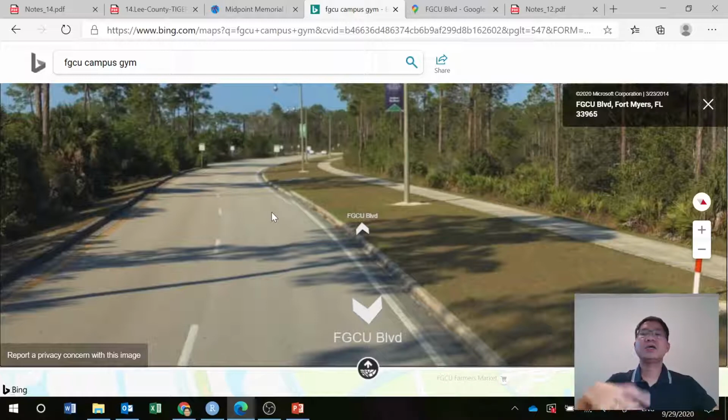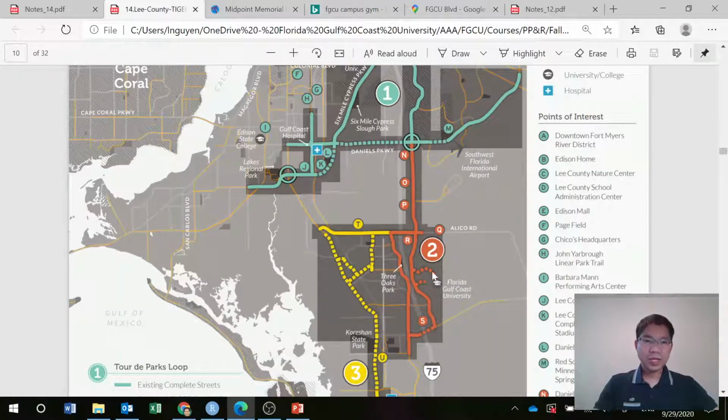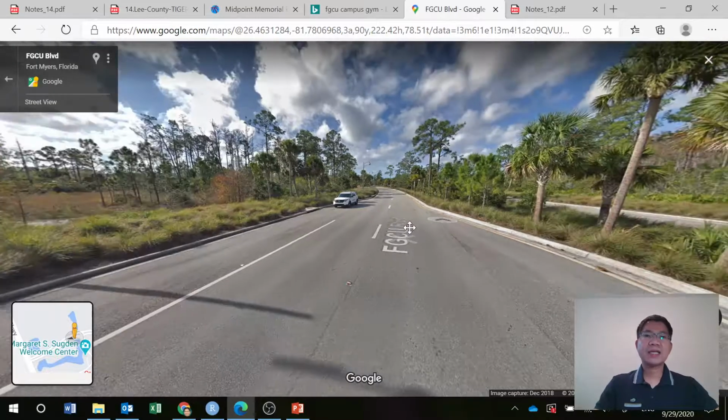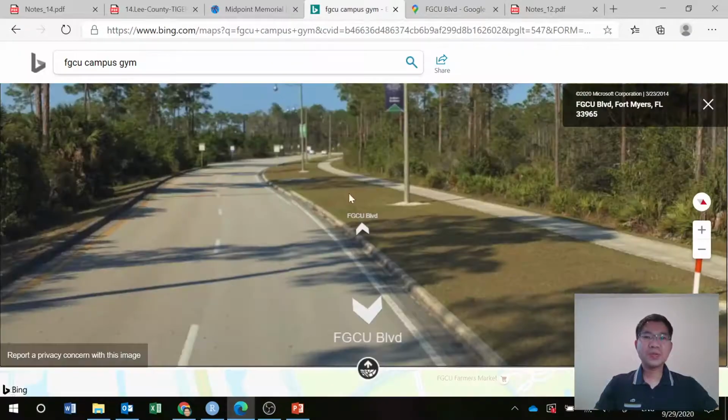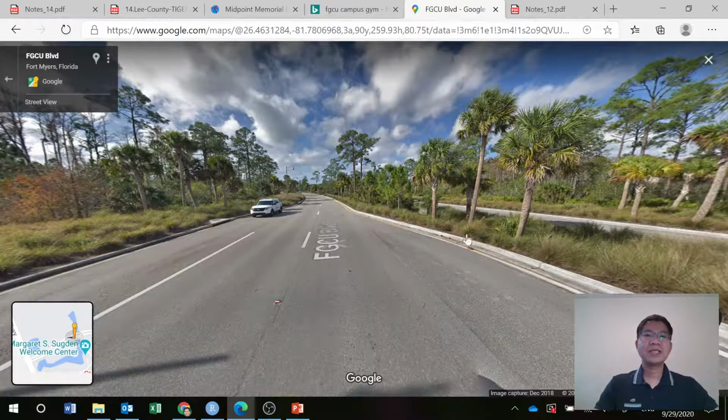So you see the main entrance a few years ago, and now, with money from FGCU and some money from the Lee County Complete Street, a few years ago we improved the entrance. And now if you go to Google Maps, you can see it is improved compared to the previous one. And this is the improvement.